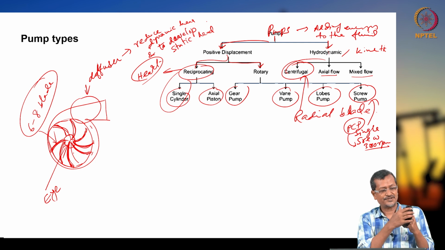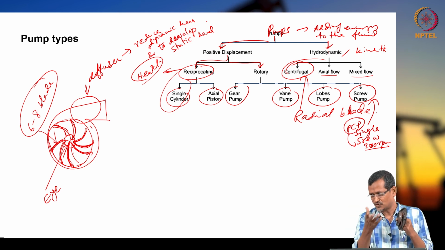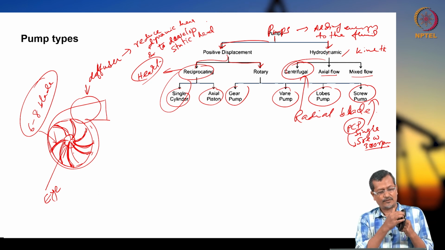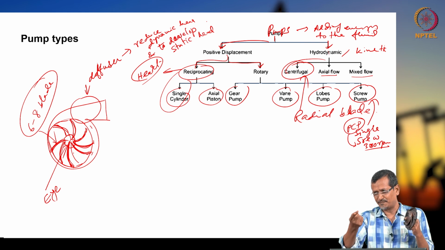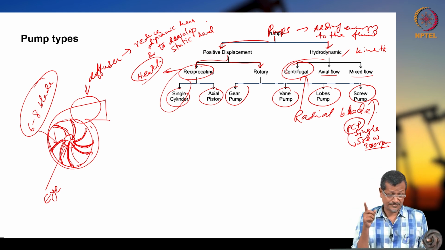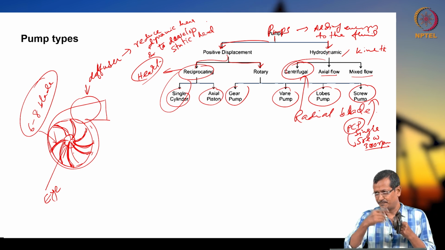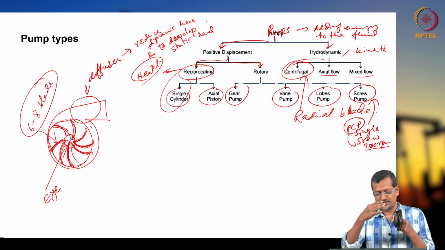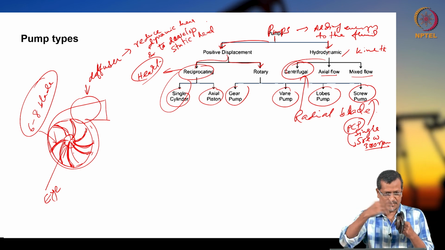If you take that very high velocity fluid directly to a pipe and deliver it, there will be lots of losses. So when you get a very high velocity fluid, you have to reduce the fluid velocity and increase the pressure. If you remember Bernoulli's formula, if you change the velocity, pressure will change. If you reduce velocity, pressure will increase.